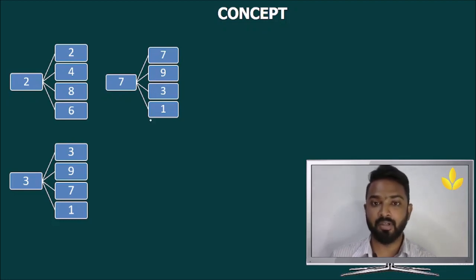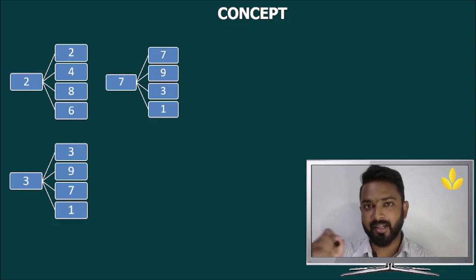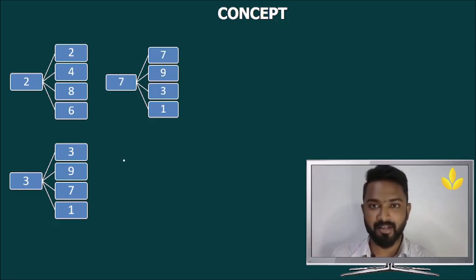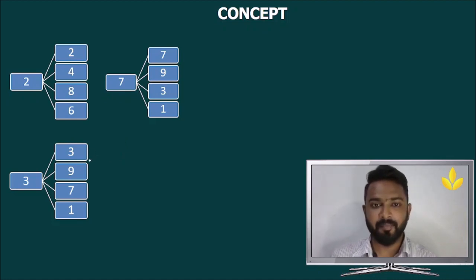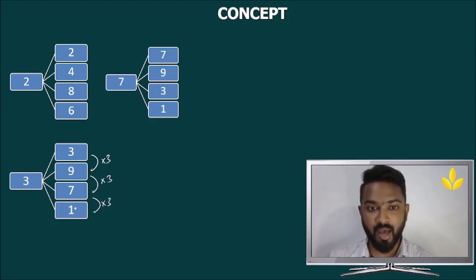7 power 4, not a lot of people know this, but the thing is you don't need to. You do not need to know what is 7 power 4. I'll tell you a very small trick to write down the power cycle every single time. It's very simple. Let's consider 3. 3 into 3 is 9. Alright. 9 into 3 is 27. Done. 7 into 3 is 21. So we have a 1 over here.